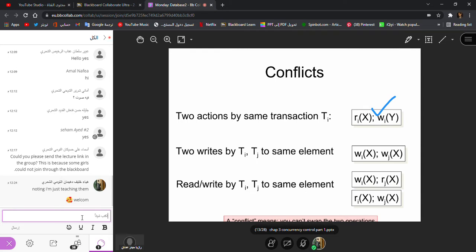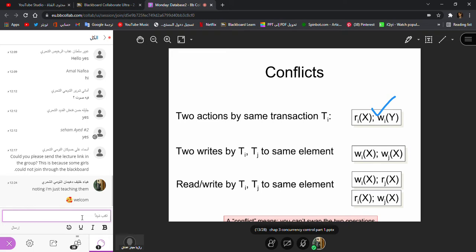So when there is a transaction one and it is reading data element X and it is writing on the data element Y, then there will be a conflict. That means one transaction cannot work with two data elements at the same time, right? So this will be the conflict.